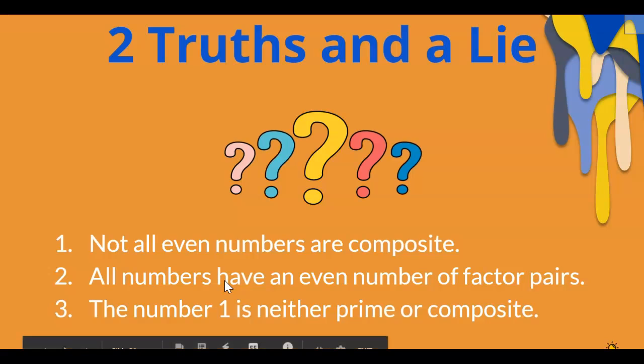If we look at the number 12, the factor pairs for 12 are 1 times 12, 2 times 6, and 3 times 4. So that means that the number 12 has 3 factor pairs. It has 3 different factor pairs, and that is an odd number. So that makes this particular statement false.